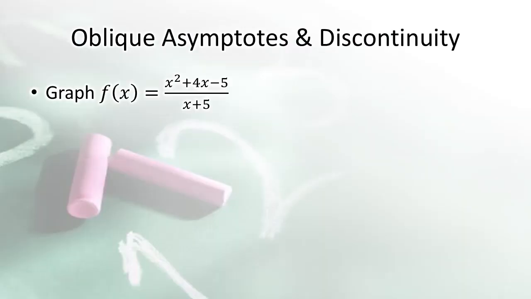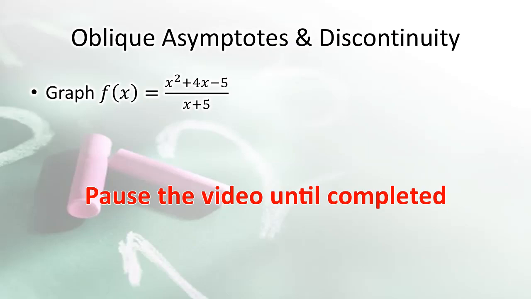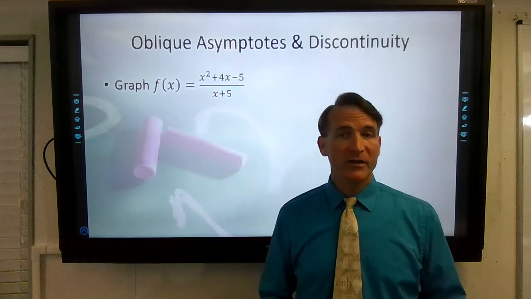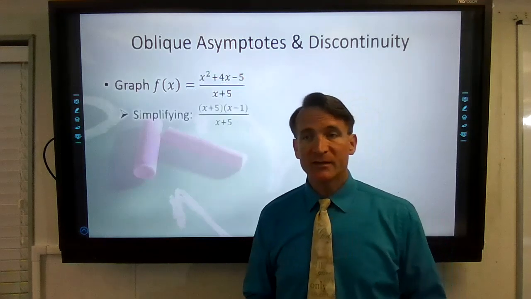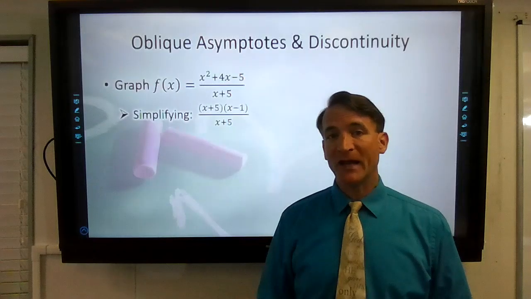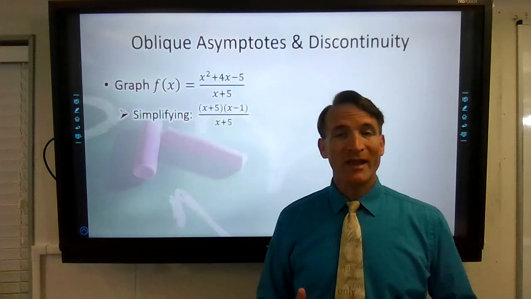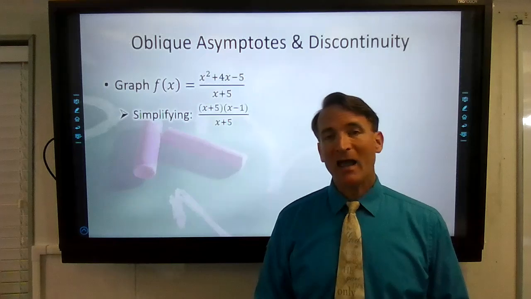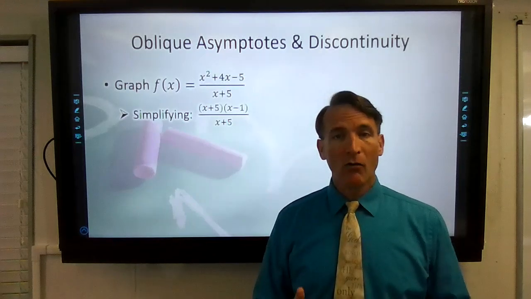Try x squared plus 4x minus 5 all over x plus 5. If you start by factoring the numerator, you get the factors of x plus 5, x minus 1. Notice once again that the x plus 5 is the same in both the numerator and the denominator. So when x is equal to negative 5, rather than having a vertical asymptote, I have a hole. A hole in my graph.